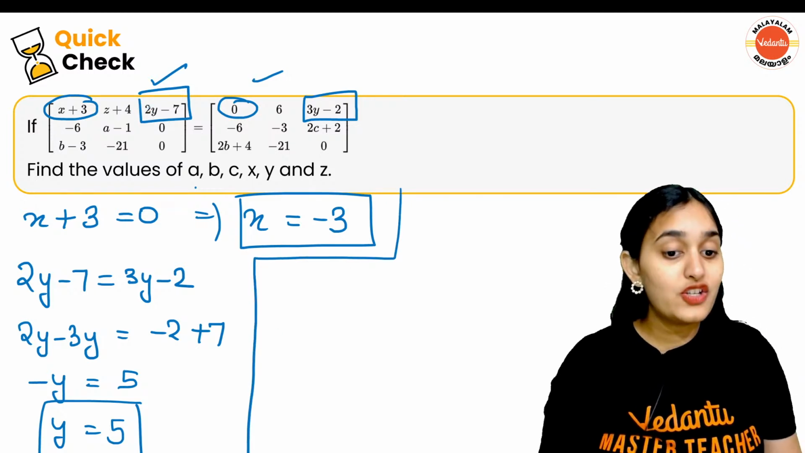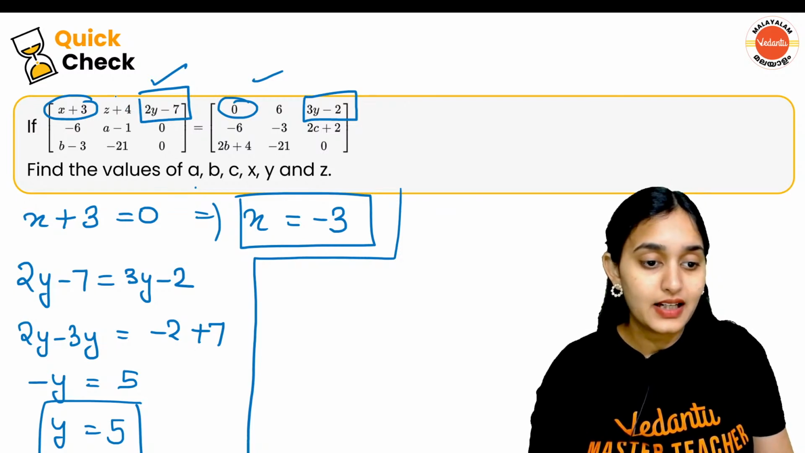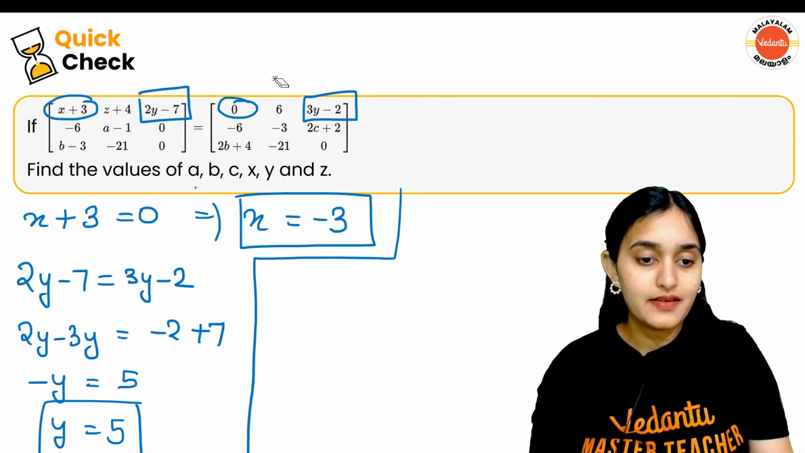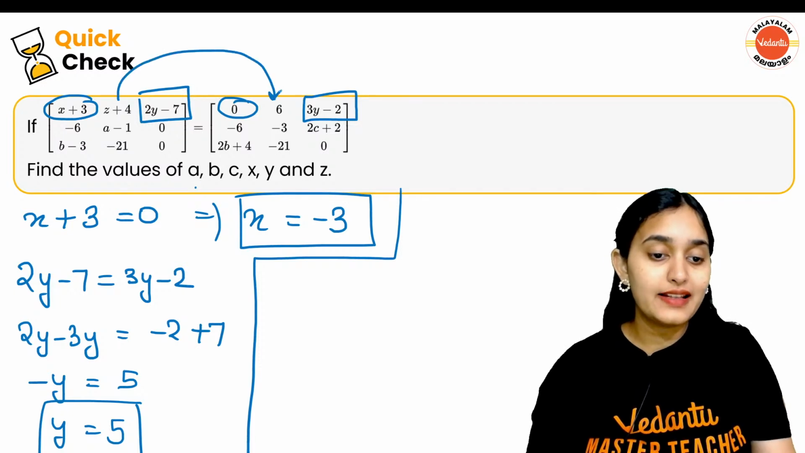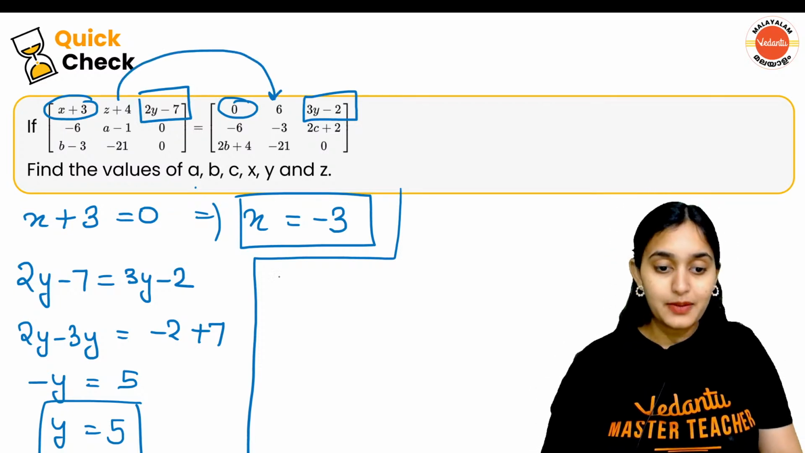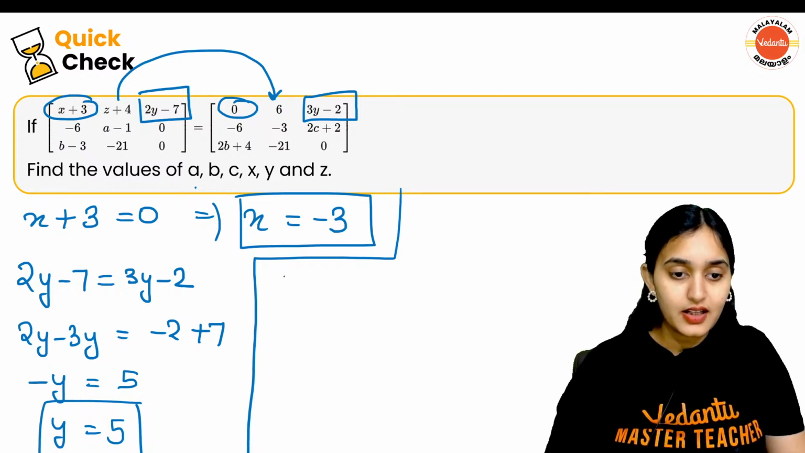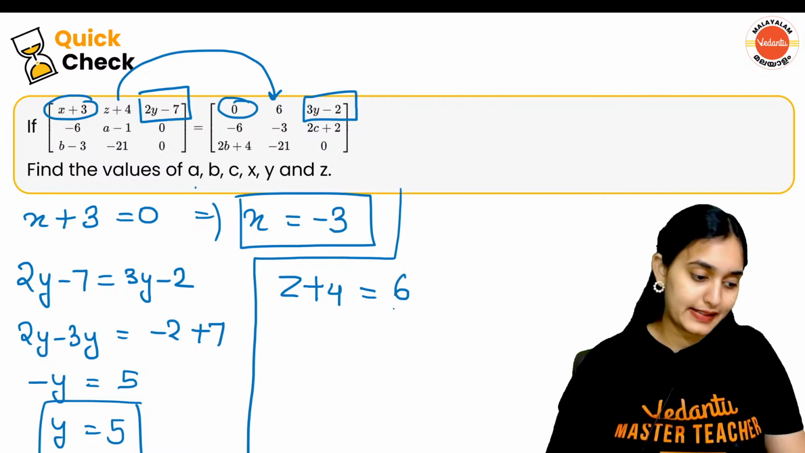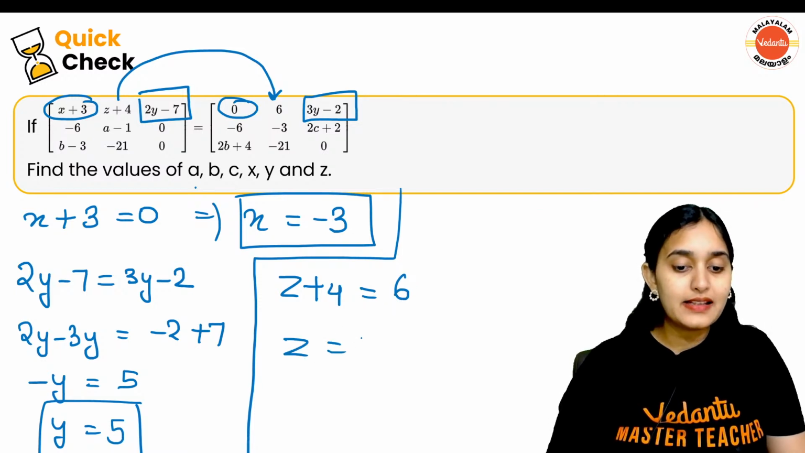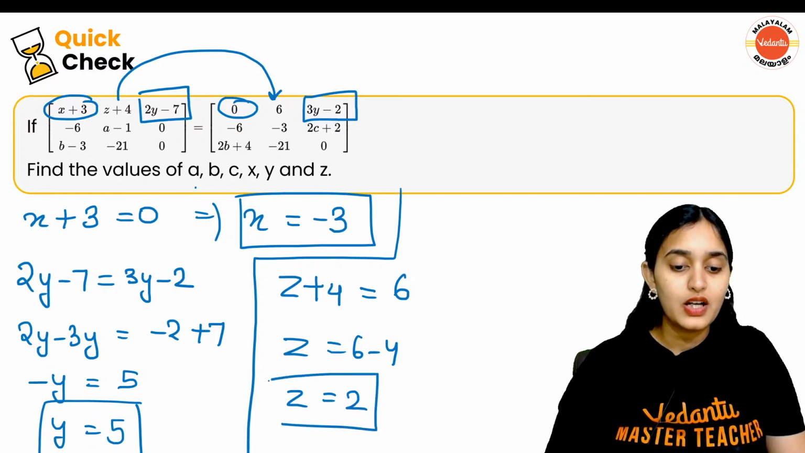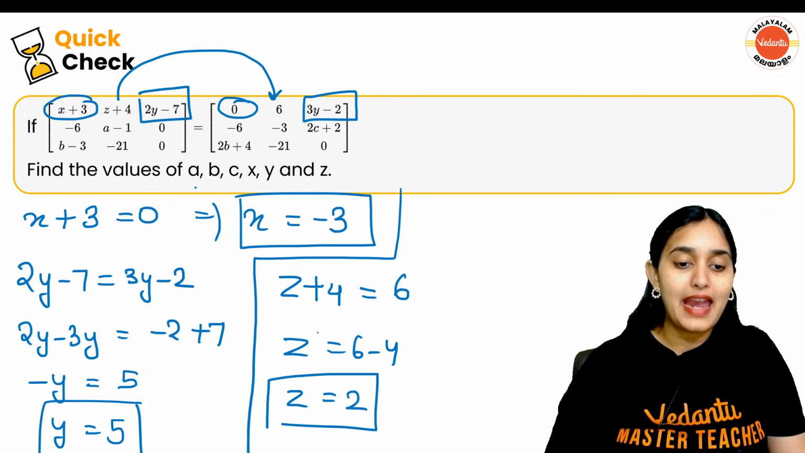Next, what should be z? Tell me quickly. What should be z? Z plus 4 is equal to 6. So z is 6 minus 4, which equals 2. So we got x, y and z.